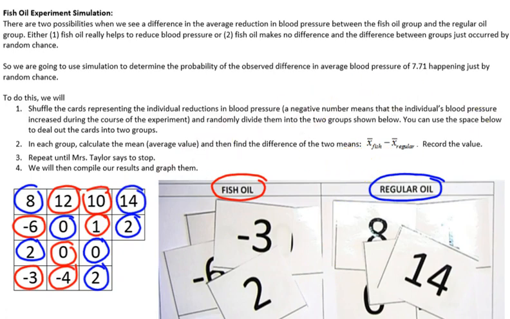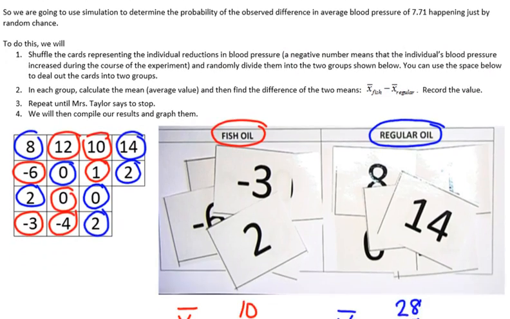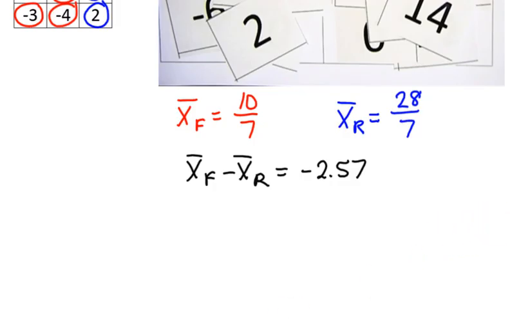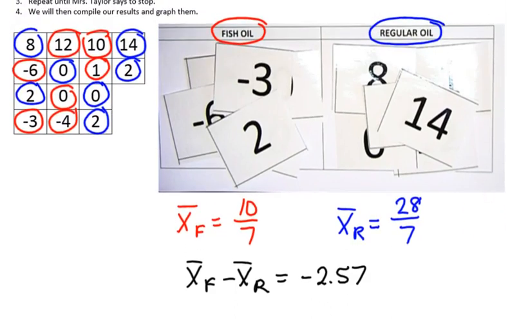Then we are going to take those two groups and add up all of the values. So assume that all these red ones got assigned to this group and all these blue ones ended up in this group. We're going to add up the values, divide by 7 because there's 7 in each group, and subtract them. Let me extend this up a little bit so you can see this better. In this case, what we ended up with was negative 2.57.